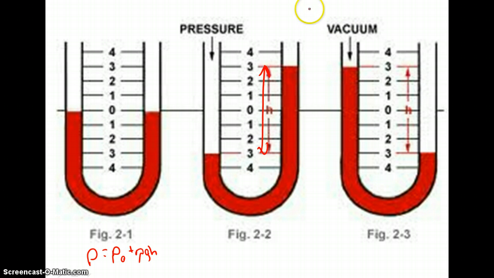And if the pressure in that reservoir is very low, that's what we call a vacuum, it's going to suck that fluid up and cause it to drop on this side, which is going to give us a negative H value, okay? And we always measure from the top of the one on the left to the top of the one on the right, and if the left one is higher, we're looking at a negative value.